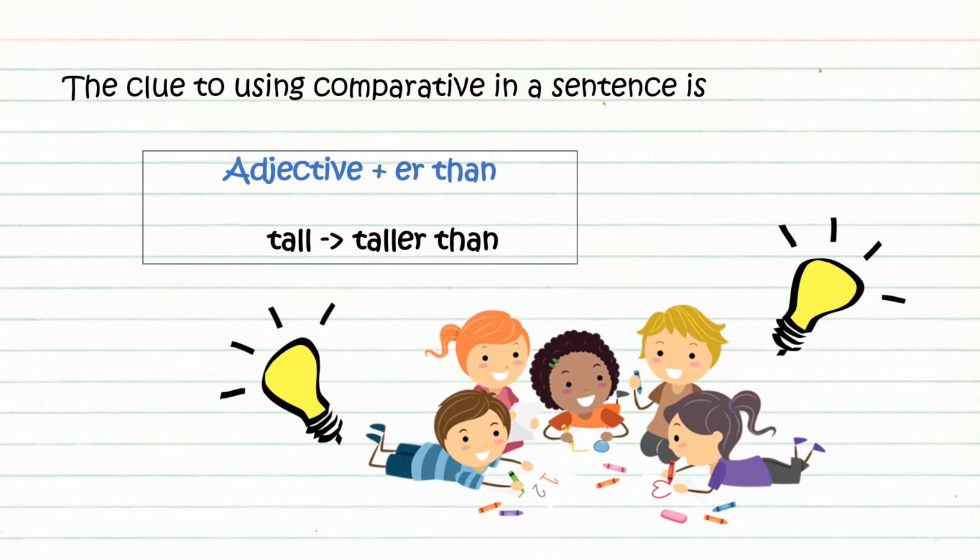The clue to using comparative in a sentence is to add ER at the end of the adjective and then "than". For example, tall becomes taller than. She is taller than me.